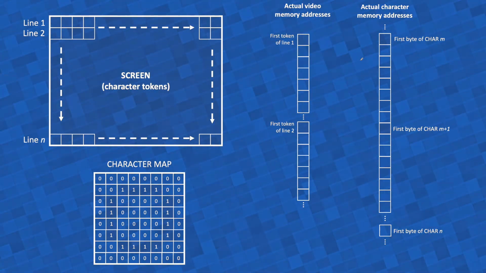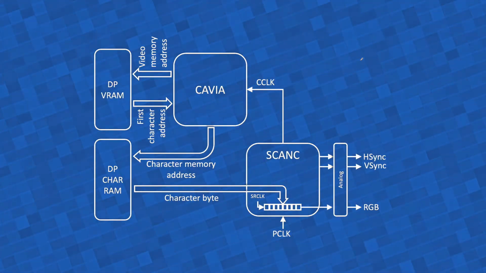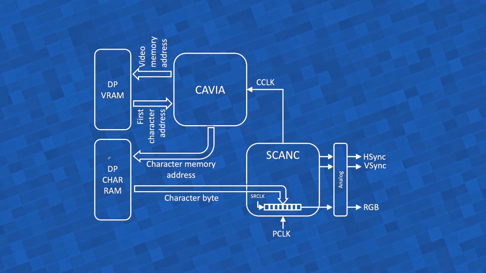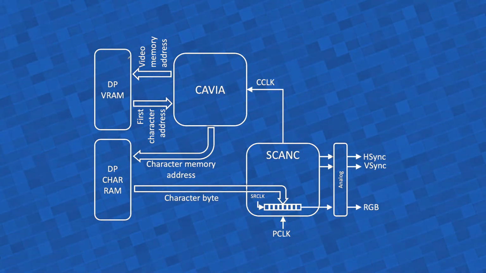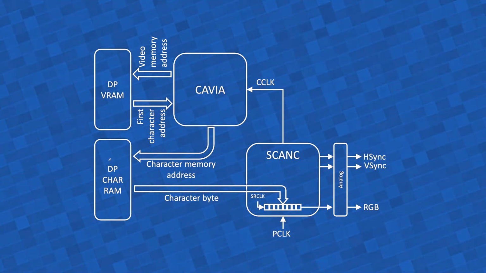So this is what VGA does. So now how does the whole thing come together? Here is how it comes together. Here you see on the left the two dual-ported memories. That's the video RAM containing the tokens, and that's the character RAM containing the character definitions.